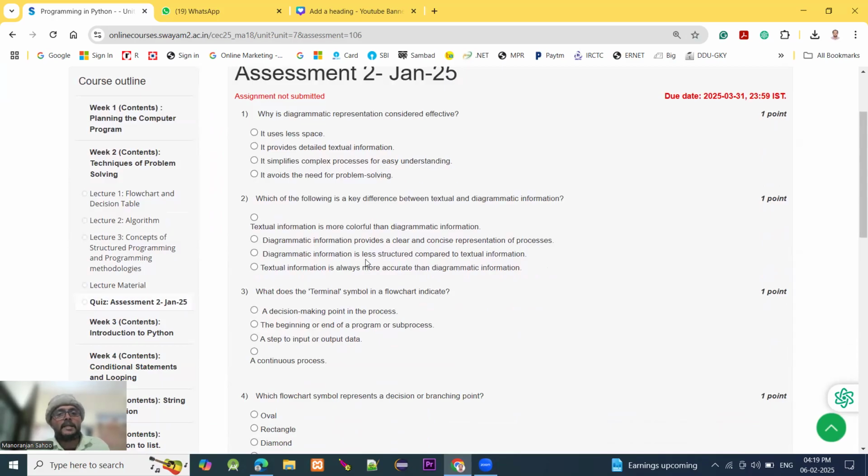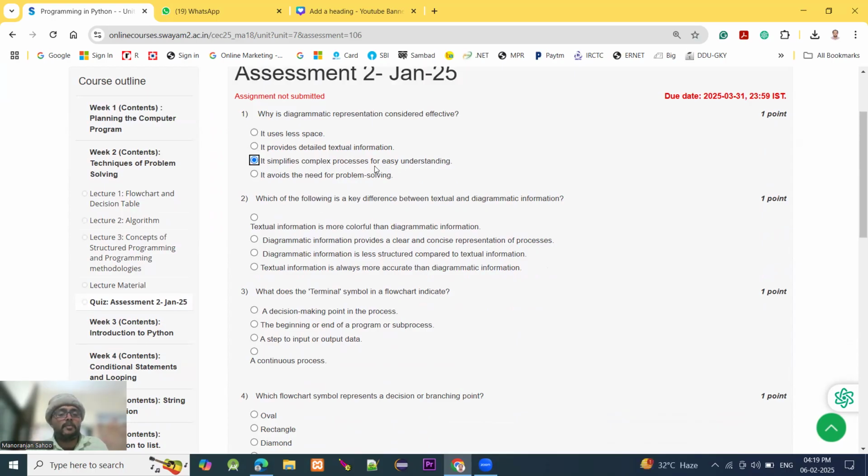Why is a diagrammatic representation considered effective? Okay, 4 options are given. Out of these 4 options, you can find option C: it simplifies complex processes for easy understanding. Okay, it is the right answer. It simplifies the complex process for easy understanding.